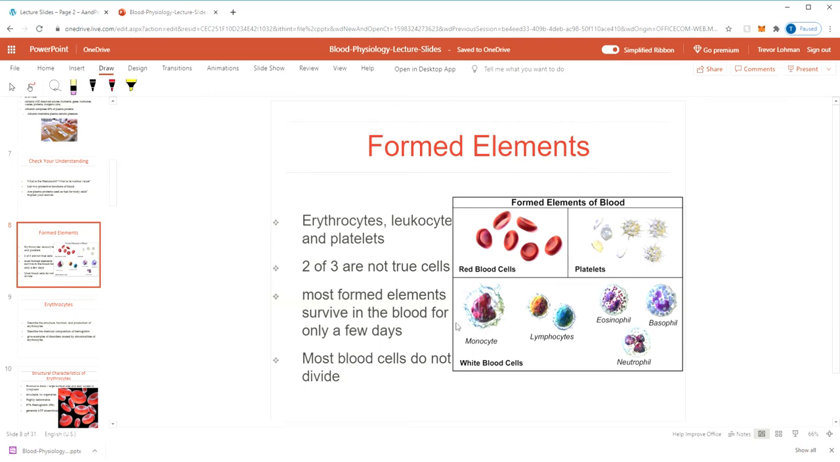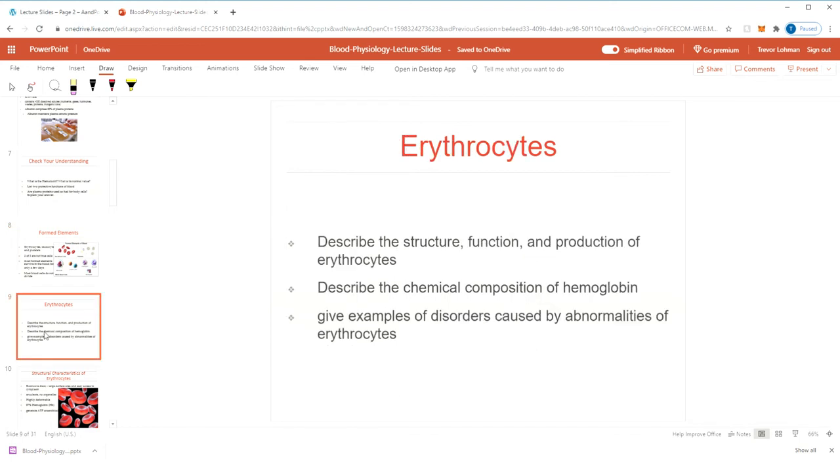Most of these don't last long in the blood. A few days to a bit longer. There's just a range. And most of these do not divide. So let's talk about erythrocytes first.